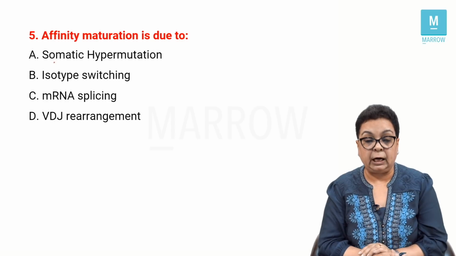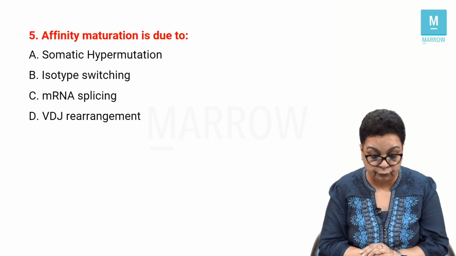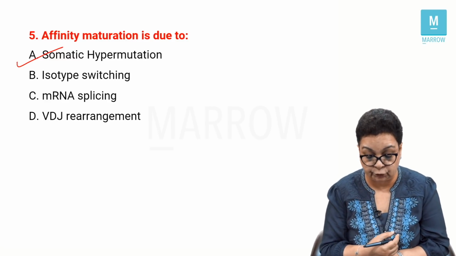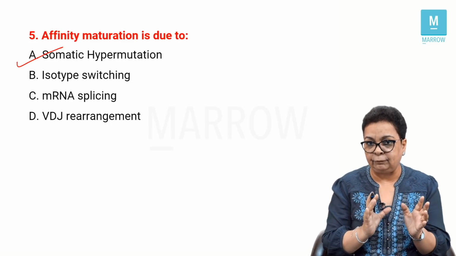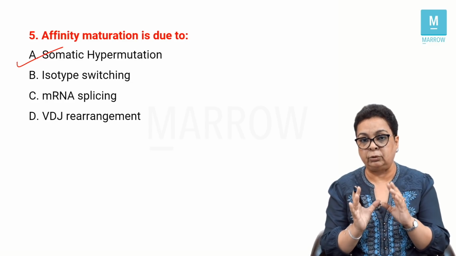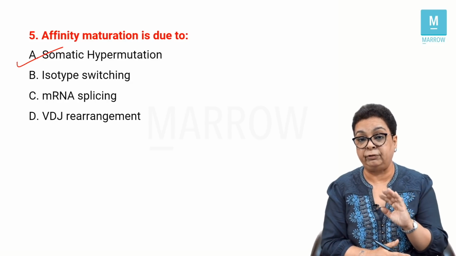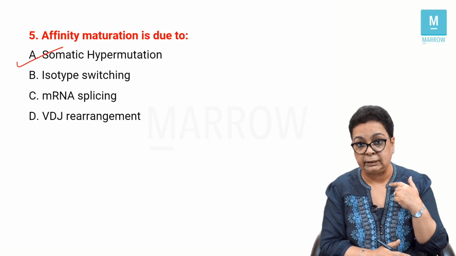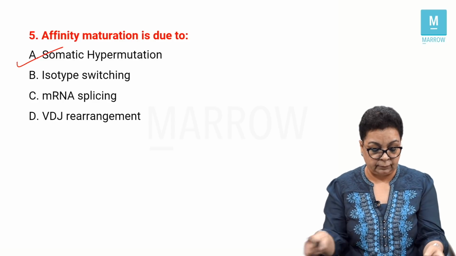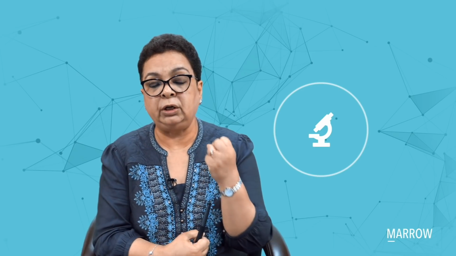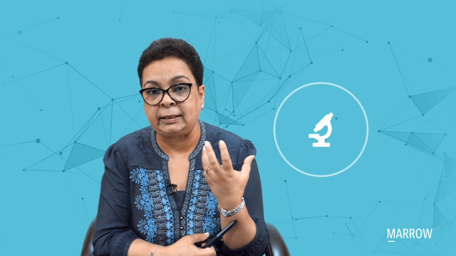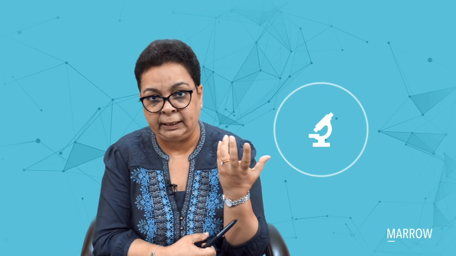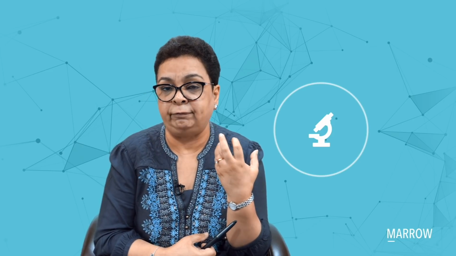Question number 5. Affinity maturation is due to which of the following? The answer is option A, somatic hypermutation. Now, this is a slightly tough question, but if you've listened to my lecture on immunity carefully, I have talked about affinity maturation when I talked about the types of antigens, the T-dependent and the T-independent antigens. But let me explain it once more here. So what happens is whenever B cells are activated in response to a particular antigen, initially we know they produce IgM antibodies, and these are low affinity antibodies.